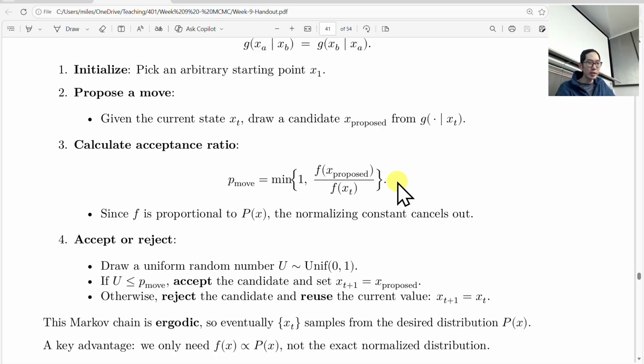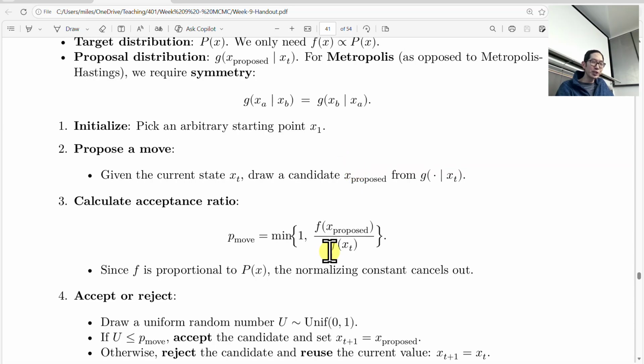If the probability, or my function that's proportional to the probability, at the proposed location is more likely than my current location, so if I compare f of x proposed to f of x at time t, and it's greater, this thing ends up being 1, and I'm going to go there for sure. So if I'm on a normal distribution and I propose this other location, and that place is more likely in the target than my current value, I'm going to go there for sure.